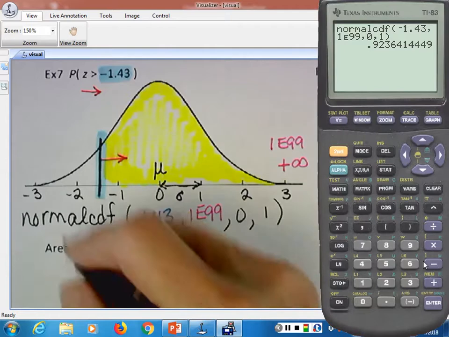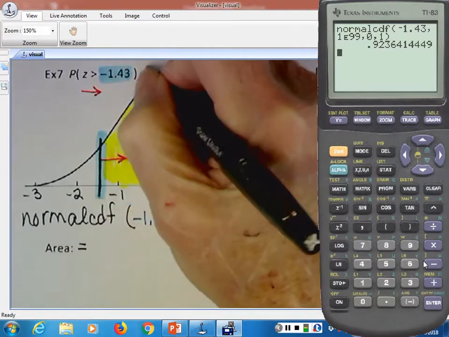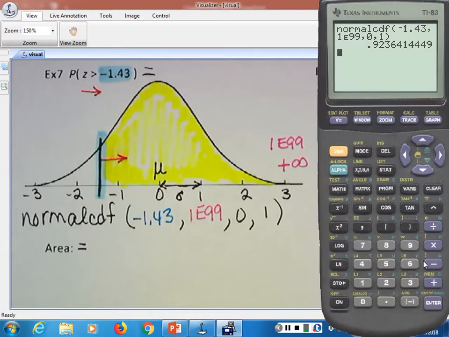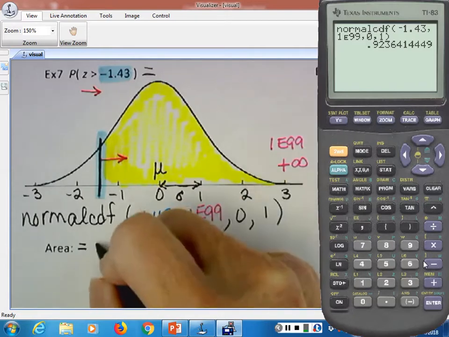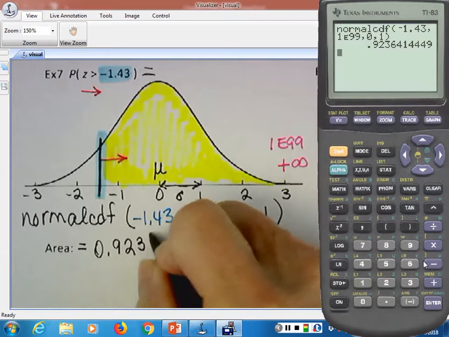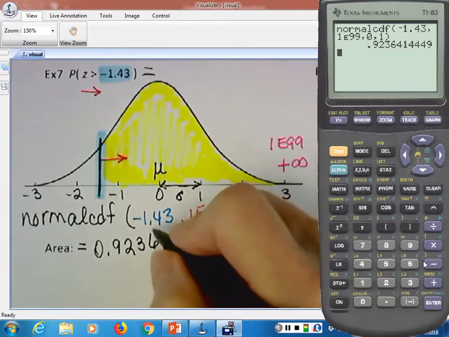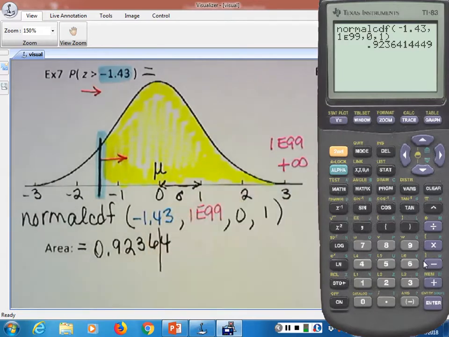So the area, which is the answer to this probability up here, is 0.92364. And I stop after the 5th number because I only need to round to 4 decimal places. And since that number in the 5th place is a 4, then I round down.